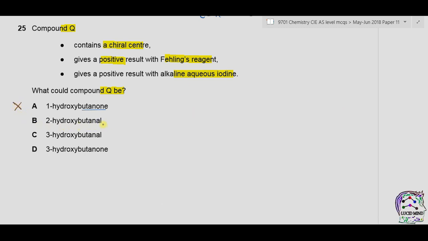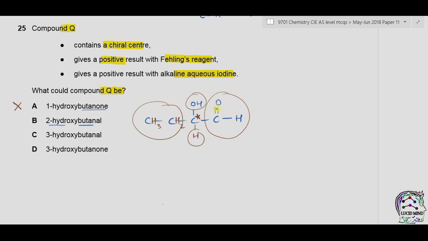B is 2-hydroxybutanal. Again we have a 4 carbon aldehyde, 1, 2, 3, 4, and as it is an aldehyde, it is C double bond O H. On the second carbon atom we have a hydroxy group. Rest are the number of hydrogen atoms. As we can see that this carbon is attached to 4 different groups, OH, this one, hydrogen and CHO, therefore this is a chiral carbon, so it does contain a chiral center.